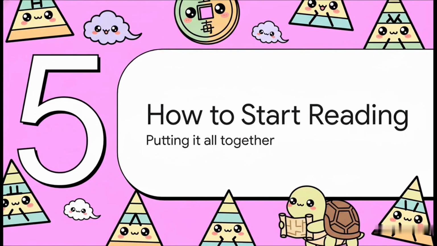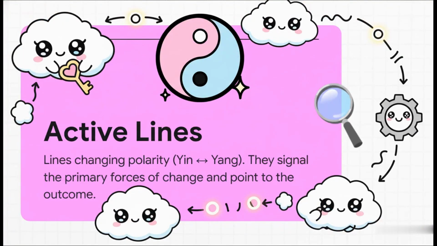Whew, okay. Let's take a breath. We've covered the structure, the building blocks, the characters, and the rules of the game. So the big question is, how do we actually put all these pieces together and read the thing? But wait, before we jump into the steps, there's one more crucial piece of the puzzle: active lines. These are any lines that are in the middle of changing from yin to yang, or vice versa. These guys are the real engine of the hexagram. They're like a flashing neon sign saying, look here, this is what's happening, this is where the story's going. You always pay close attention to these.